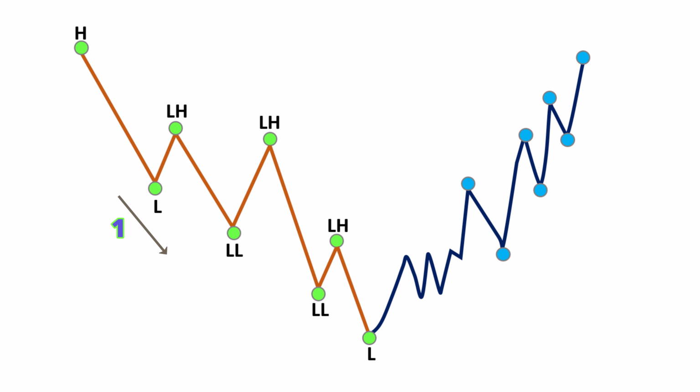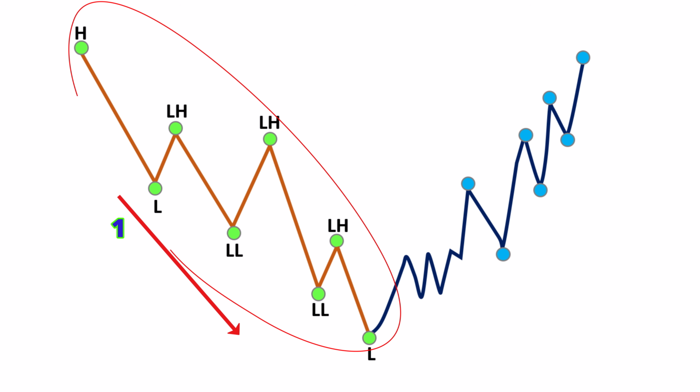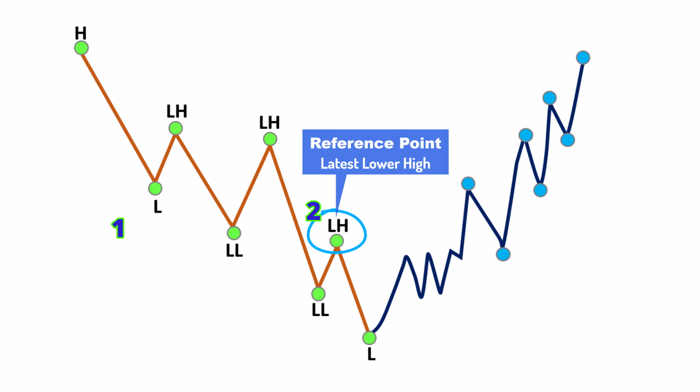Step 1. Identify the bearish wave clearly. Price is making lower lows and lower highs. That tells you the market is bearish. Step 2. Identify the last confirmed lower high in that bearish wave. Mark it with a clean horizontal line. This is your reference point.